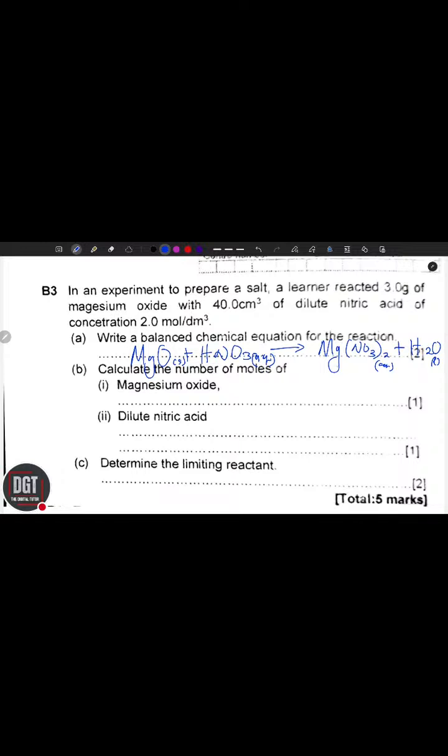So magnesium 1, magnesium 1, oxygen 1, 4. Oxygen on this side we have 6, this 2 multiply 3, 6, 7. So let us put a 2 here in front. When you put a 2 in front, magnesium 1, oxygen 6 plus 1, 7, hydrogen 2, nitrogen 2. Nitrogen here 2, magnesium 1, oxygen 7, hydrogen 2. I guess it's a balanced equation. Are we together up to this point?